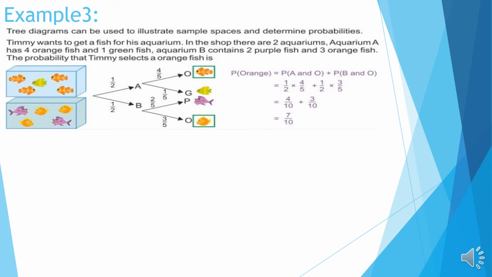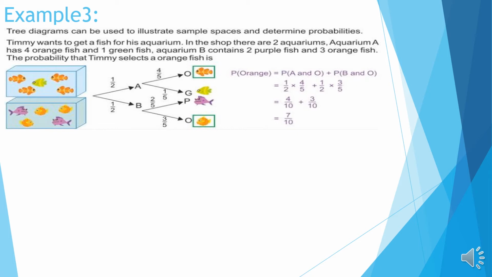Look at the third arrow. The third arrow gives us the probability of purple knowing that it comes from B: 2 over 5. We have 2 purples out of 5. Orange coming from Aquarium B, O such that B, is 3 over 5. We have 3 orange fish out of 5.